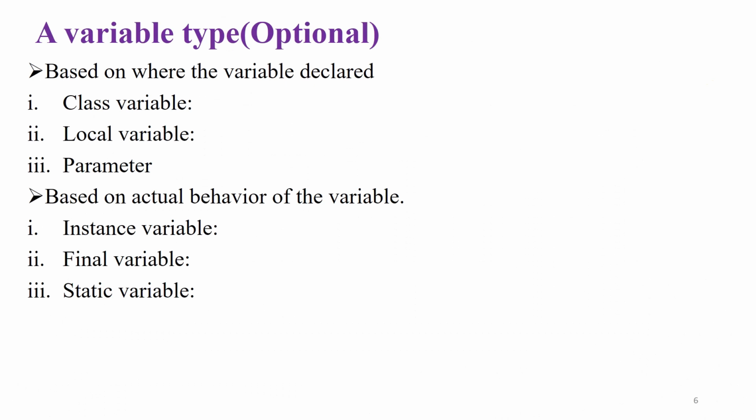A variable type. There are different types of variables. We can group them under 2 broader categories. The first category is a type of variables based on where we declare them. In this group there are 3 types of variables such as class variables, local variables and parameter variables. Let's see their difference briefly.